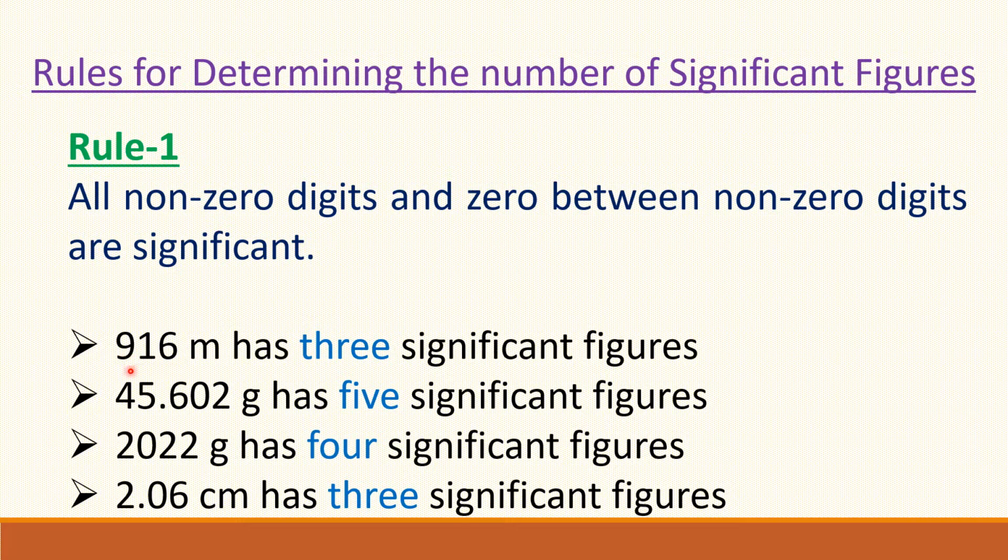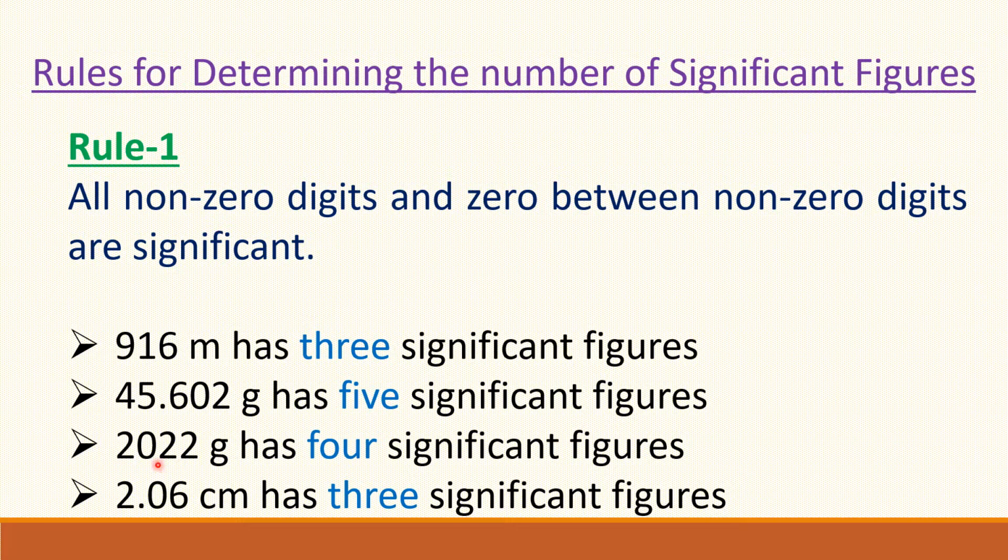Look at these examples. 916. Here, the number 1 is a non-zero digit. It is between 9 and 6. So, we consider 1 as significant. So, the total significant figures for 916 meters is 3. Similarly, 45.602. Here 0 is between 6 and 2. 0 is between two non-zero digits, so 0 is considered as significant. So 45.602 grams has 5 significant figures.